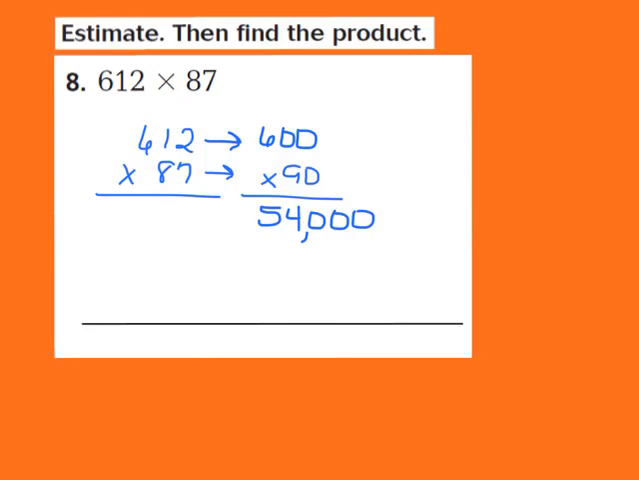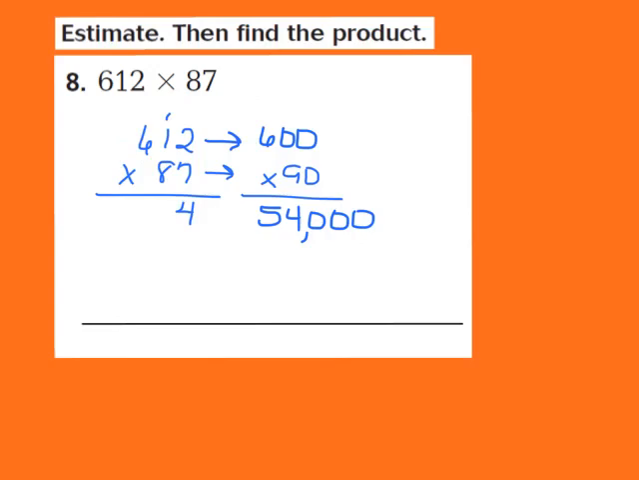Step 1 says you have to multiply by the ones. So what that means is I'm going to multiply the 612 by the 7, which is in the ones place. So I think, what's 7 times 2 going to give me? Well, I know that 7 times 2 is 14, so I'm going to write down my 4, and I'm going to regroup my 1.